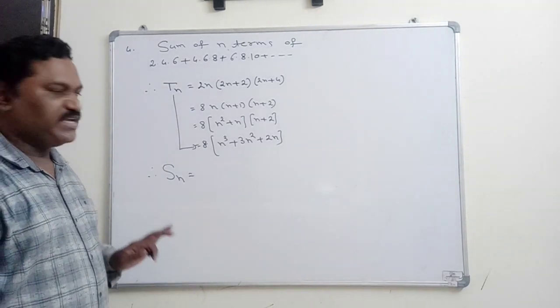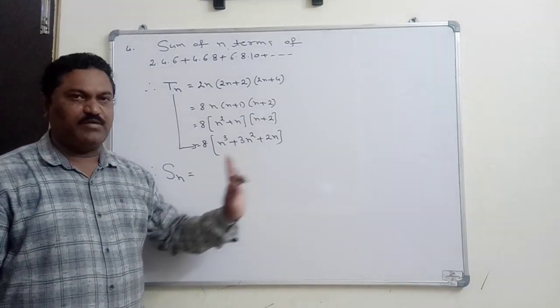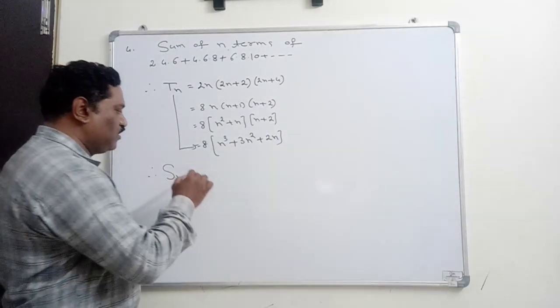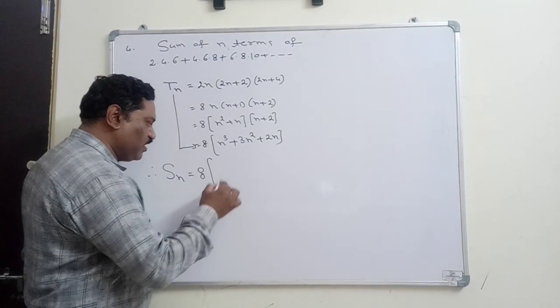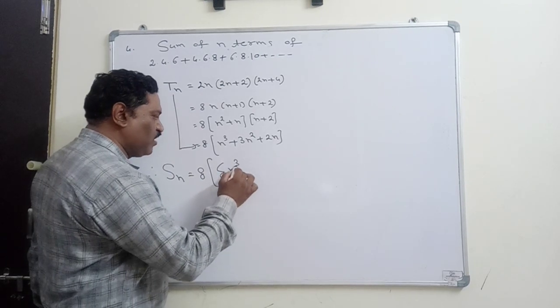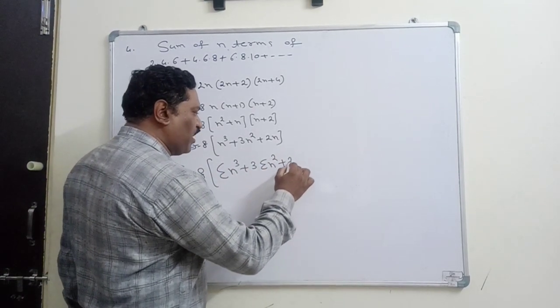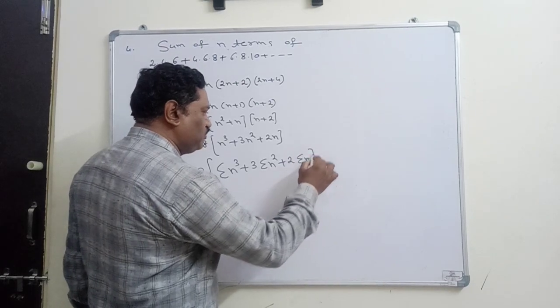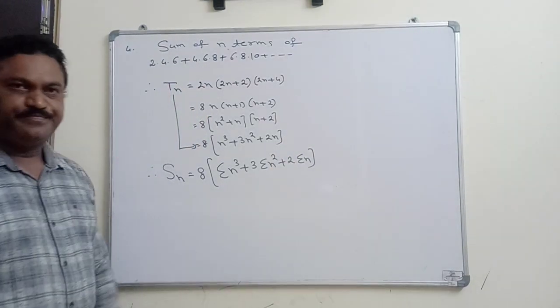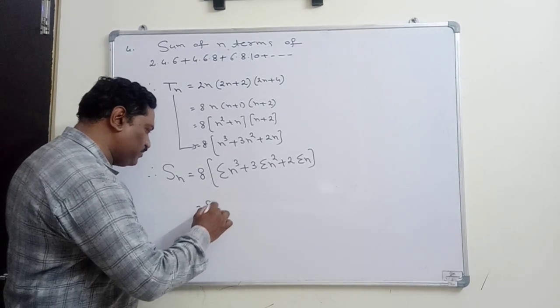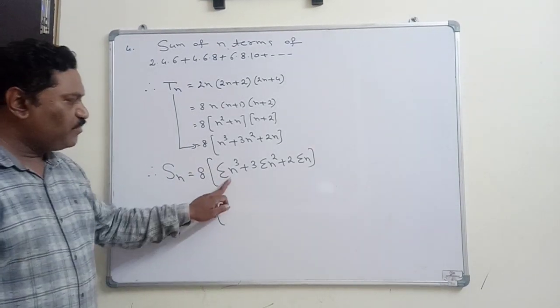For finding the Sn, apply the sigma for every term, sigma for the nth term of it. So that is 8 into sigma n cube plus 3 times sigma n square plus 2 times sigma n. So keep the sigma for every term here. Now we know the formula for all of these 3, that is 8 times sigma n cube.